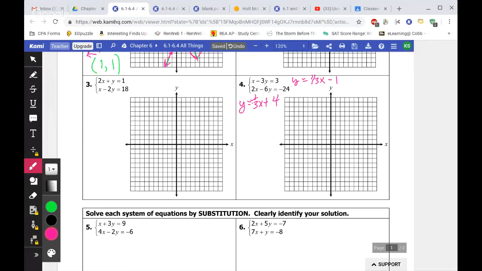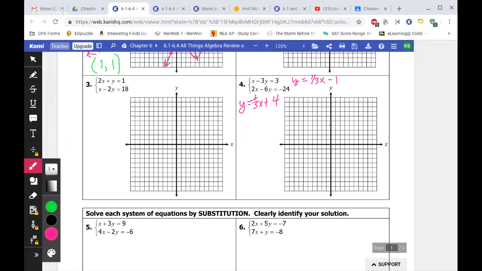So these lines are probably not going to intersect. You can kind of see that once you get them in slope-intercept form. So if they're not going to intersect, there's not going to be a solution, right? But we're going to go ahead and graph them just to kind of prove that. But you kind of know it going in.